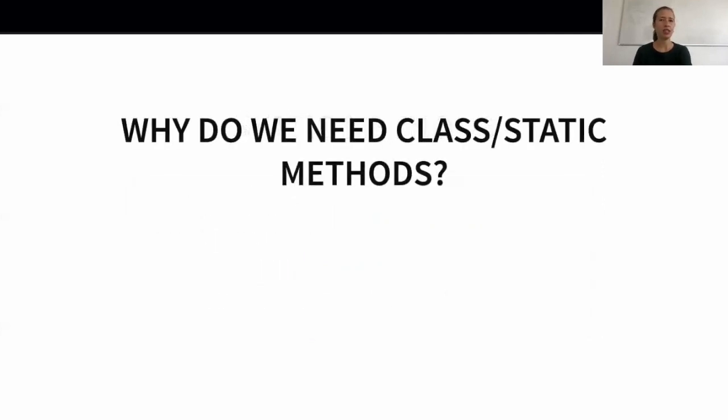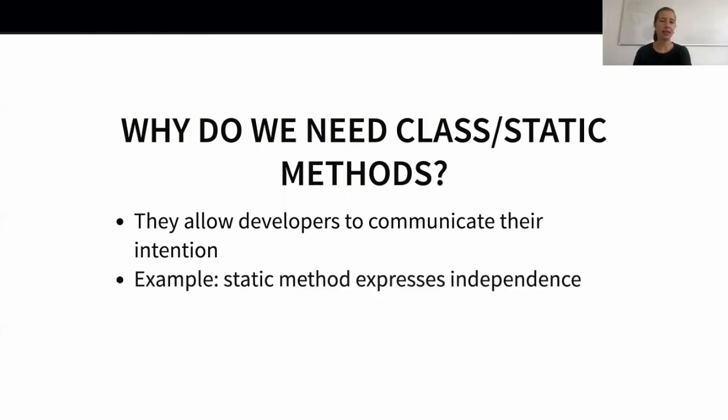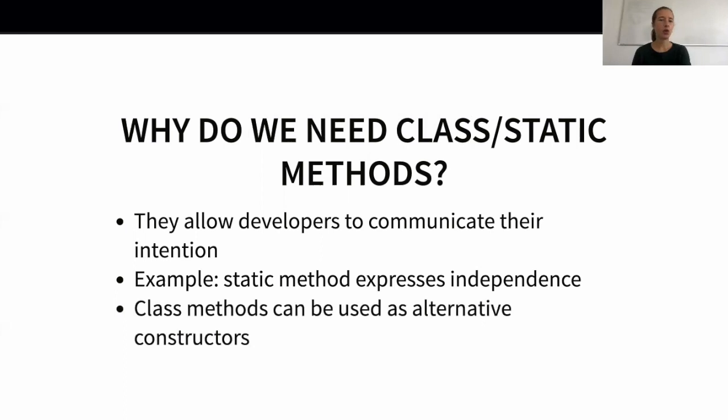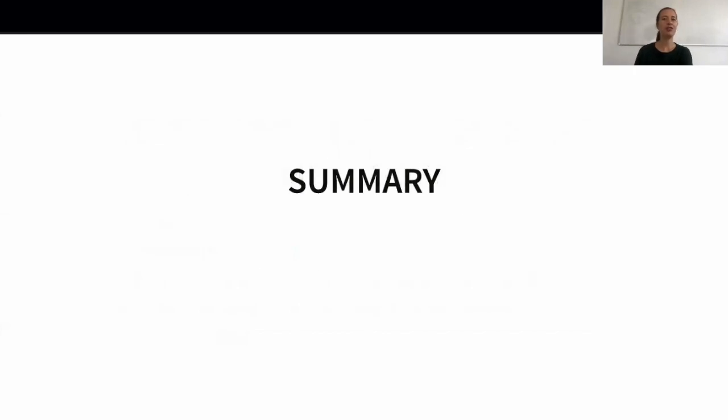You might now wonder why we don't use normal methods for this. A clear advantage of using not only instance methods, but also class and static methods is that they allow a developer to communicate what intention she had in mind when implementing the method. For example, using a static method expresses that the method is independent from the rest of the class. We have also seen that class methods can be used as alternative constructors. This concludes our section on the different types of methods that can be used in a class.